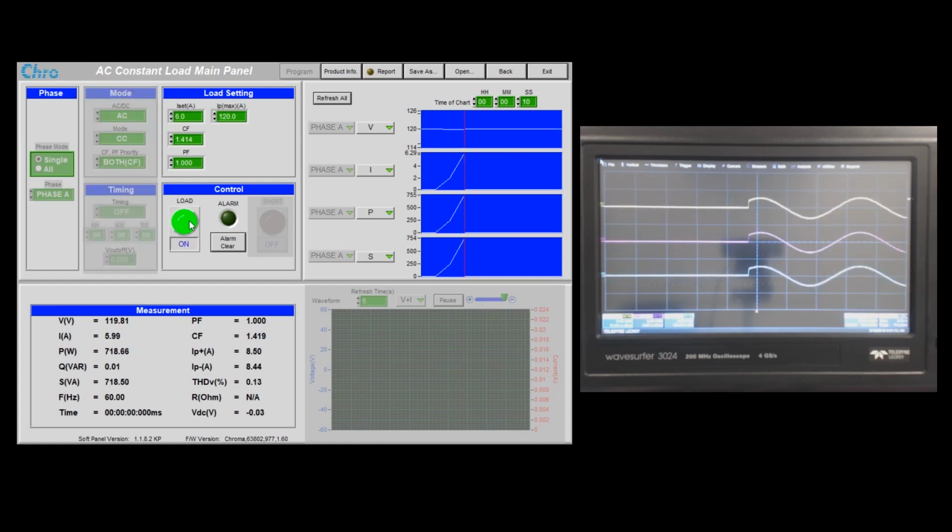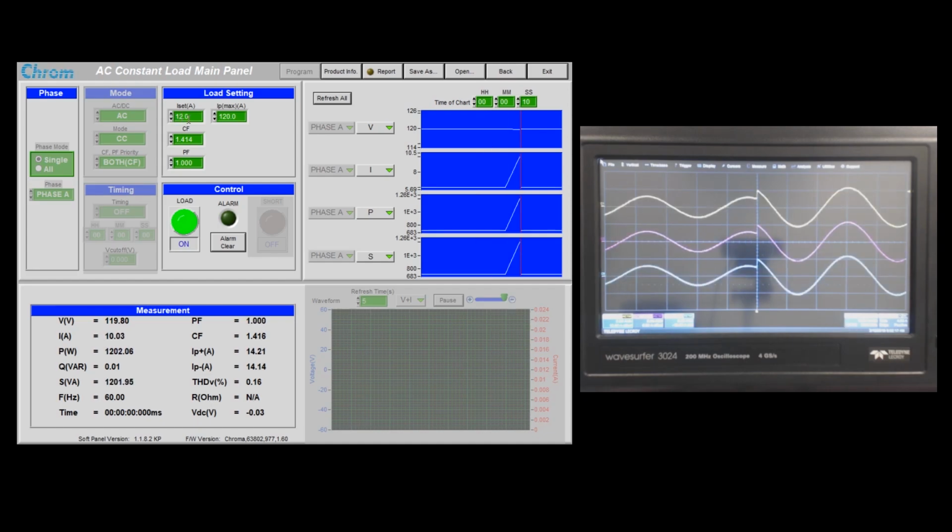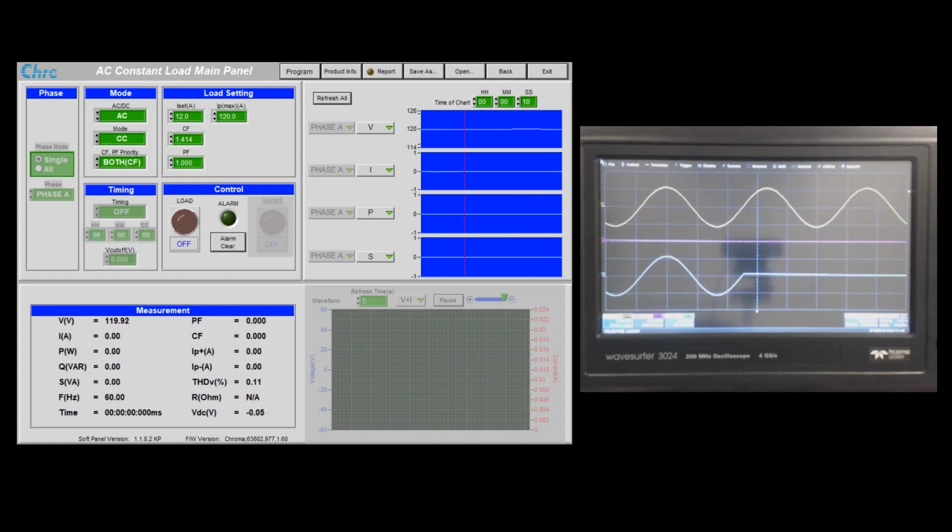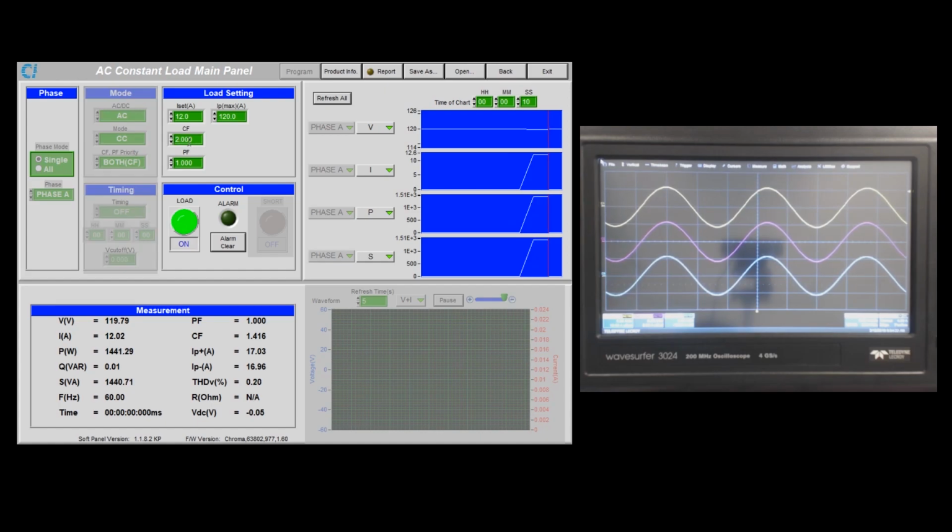The units are synchronized, so they all turn on simultaneously. We can also change the load level while the loads are running. We can also change the crest factor, which is the skinniness of the wave, and the power factor, which is the angle between the voltage and the current.